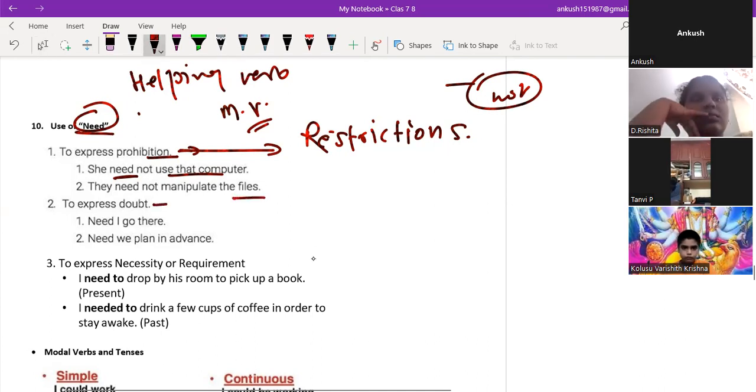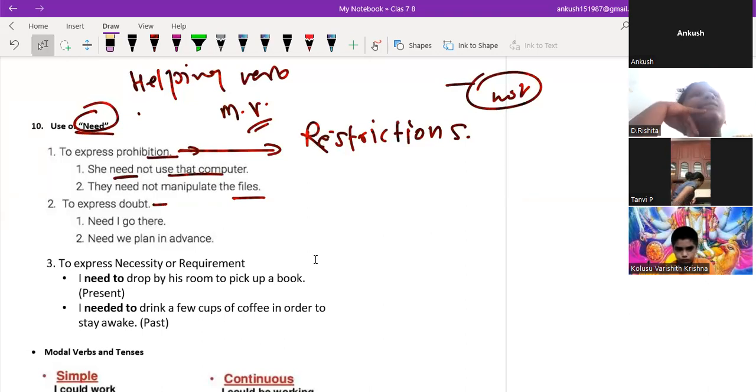To express doubt: need I go there? Suppose you are in a dilemma and you want to express your doubt, so you may use need. Like, need I go there? Need we plan in advance? Need I excuse her, or need I excuse him? Such kind of things you may ask. Need I really go to the school? You have a doubt and you are asking that. So need can be used in that sense.